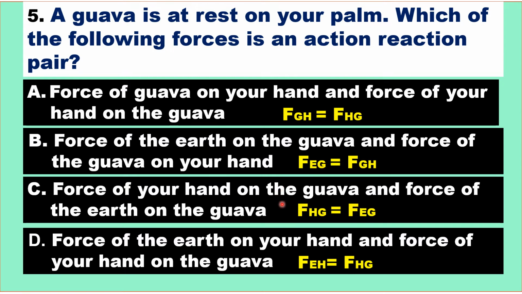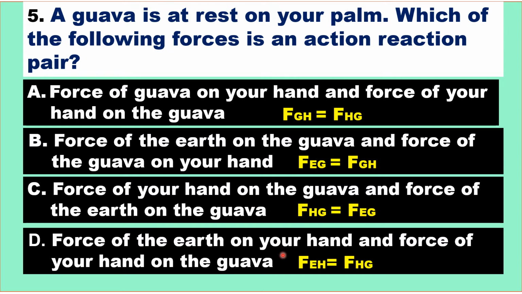Let's look at letter C. The action force FHG and the reaction force FEG. So, is the subscript of the action force the reverse of the subscript of the reaction force? Of course not. It involves three bodies already: the hand, the guava, and the earth. So just like in letter B, option letter C cannot be correct.